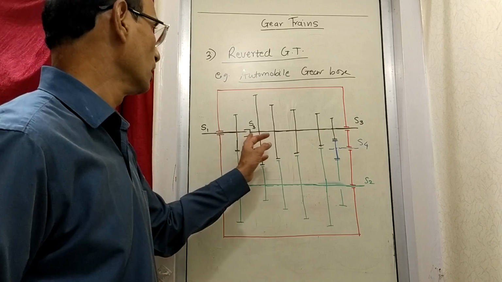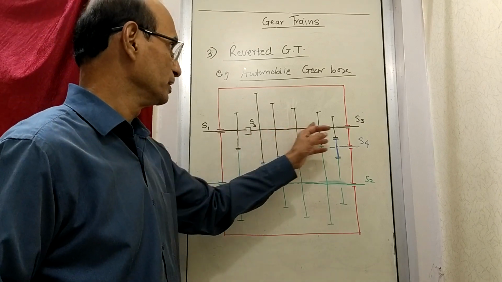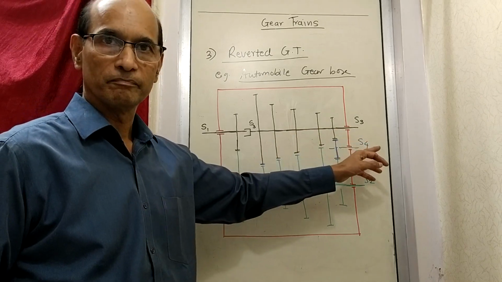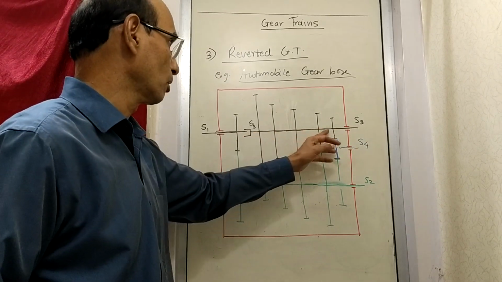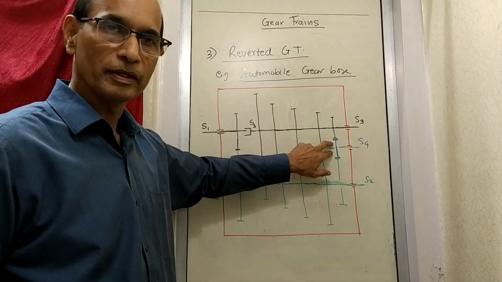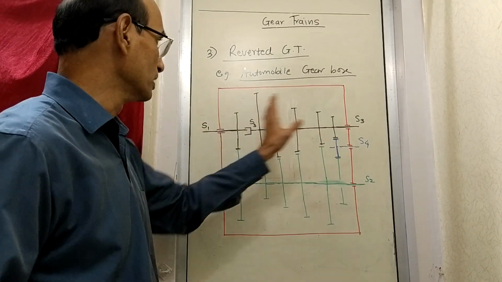Then there is one more shaft, S3. On this S3 shaft, these many gears are mounted. And then there is one more shaft S4, on which one more gear is mounted. So many gears are involved.